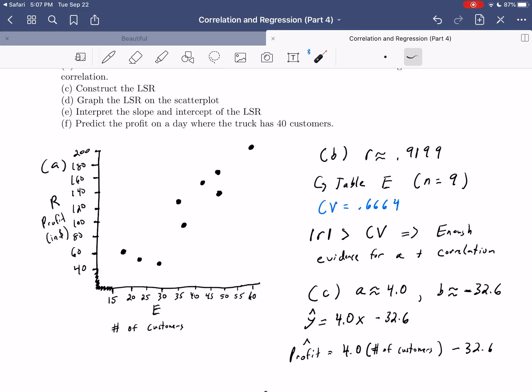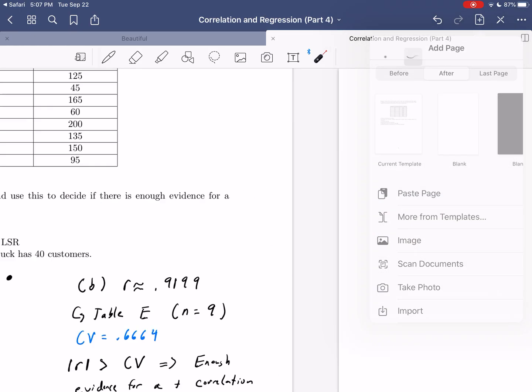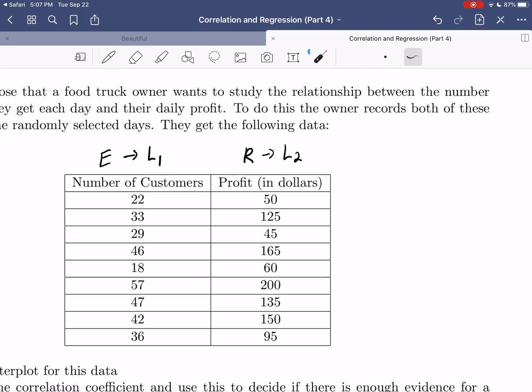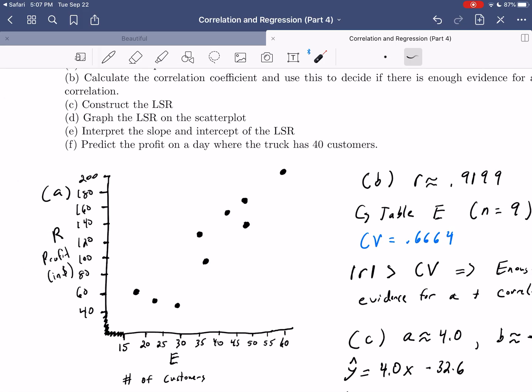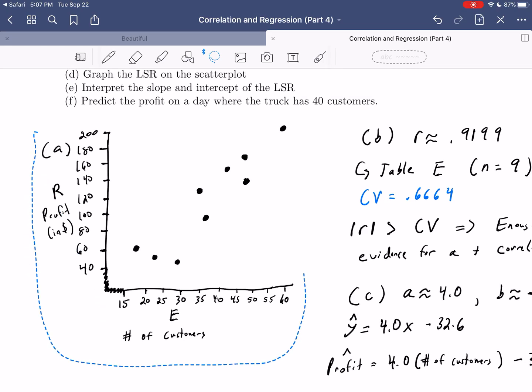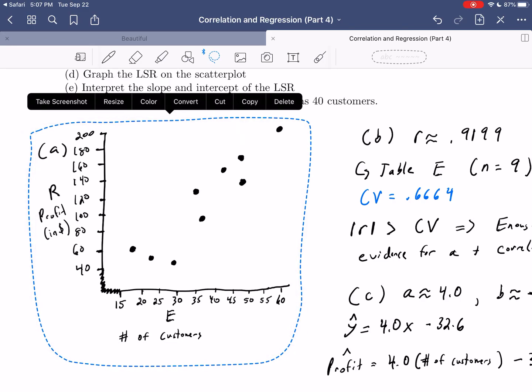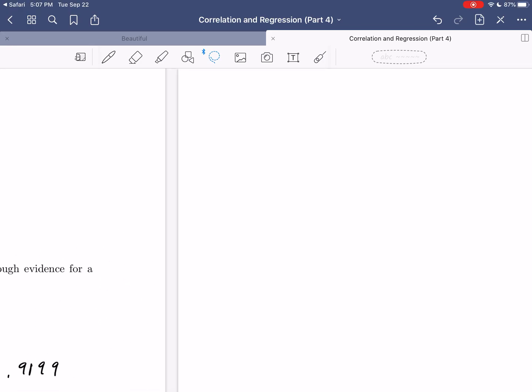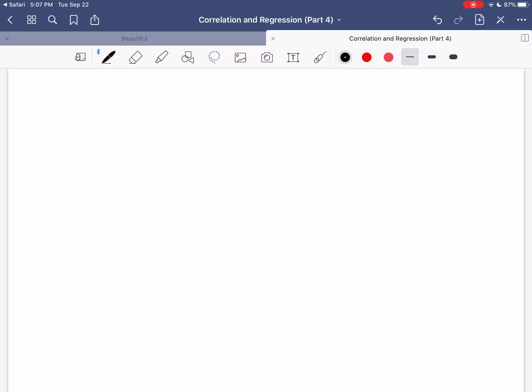All right, for D, we wanted to go ahead and graph the LSR on the scatter plot. Let's give ourselves a fresh page to do that on. Of course, we could just do it here, but just to make it a little bit cleaner, I'll go ahead and copy this stuff, so we can do the work on a separate page and not have to toggle back and forth. So this will be part D here. Let's go ahead and paste that in.